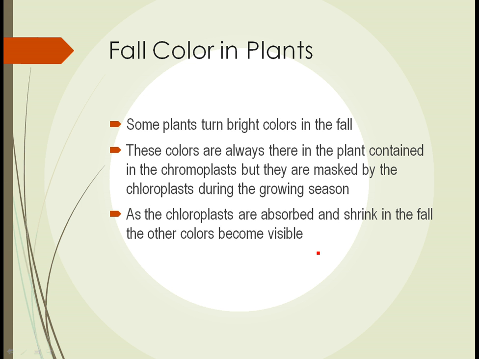They stop photosynthesizing, and the material of the chloroplasts is reabsorbed back into the plant tissue. The plant makes use of as much of it as it can, and as they are absorbed, they get smaller. And the smaller they get, the more the colors below are able to be seen.